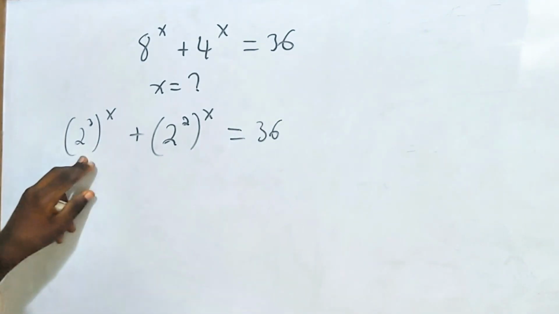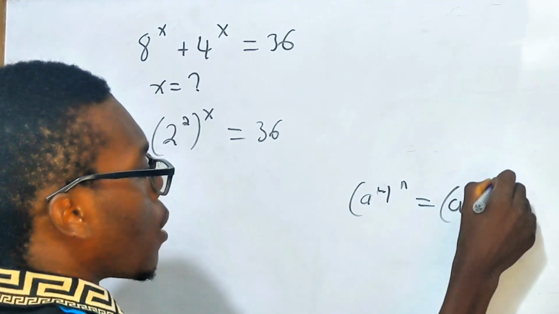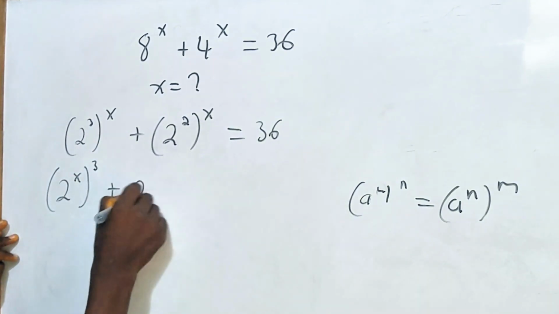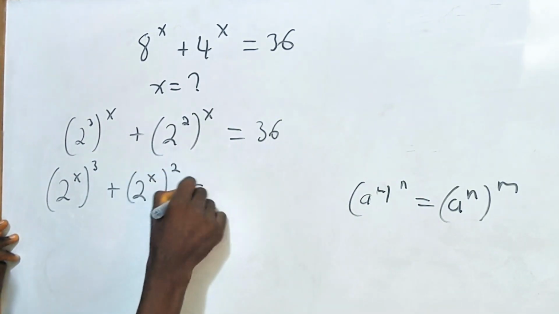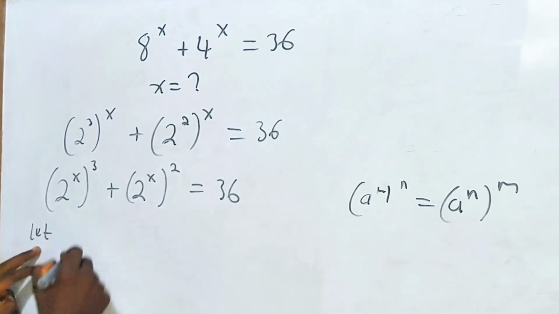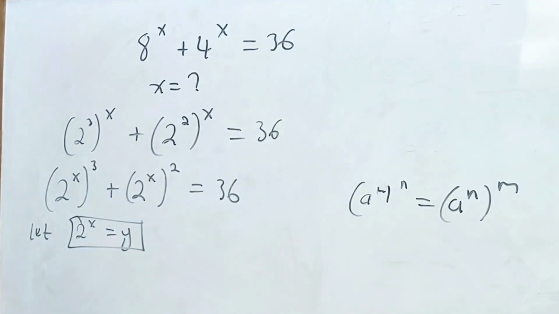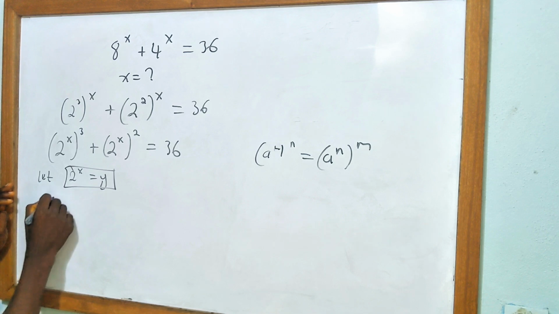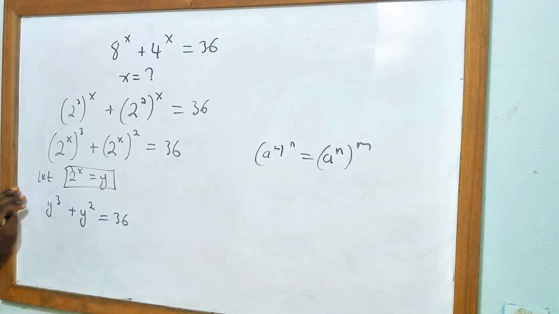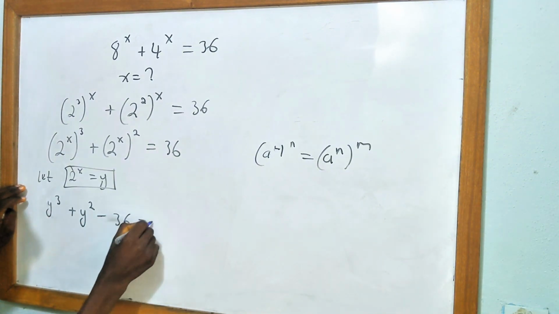Now, we can bring it out because a to the power m times n is the same thing as a to the power n, all to the power m. Hence we have 2 to the power x, cubed, plus 2 to the power x, squared, is equal to 36. Since 2 to the power x is repeating, we can let it equal y, or m, any variable of choice. Hence we have y cubed plus y squared equals 36. You can bring 36 to the other side to have minus 36 equals 0.